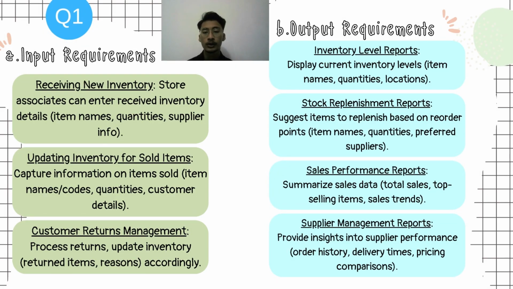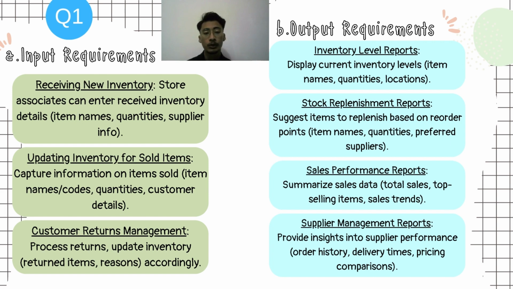So I will review question 1. The input requirements: receiving new inventory. Store associates can enter received inventory details such as item names, quantities, supplier info. Next is updating inventory for sold items. Capture information on items sold such as item names or codes, quantities, customer detail. Next is customer returns management. Process returns and update inventory accordingly, such as return items and reasons.